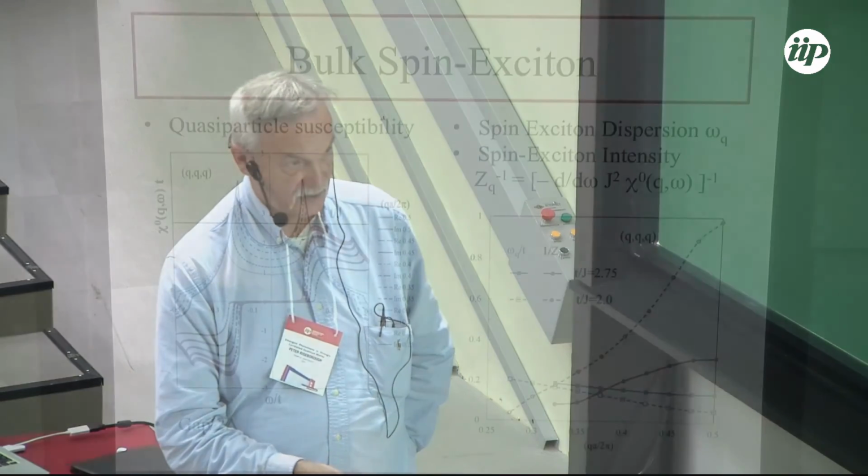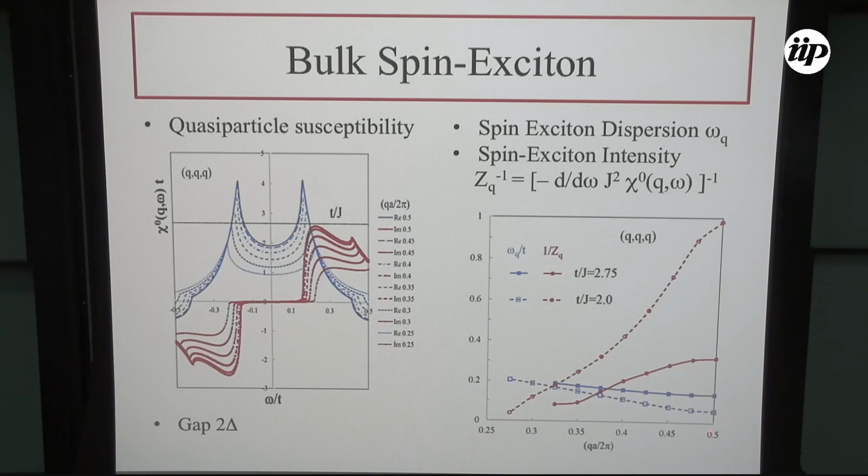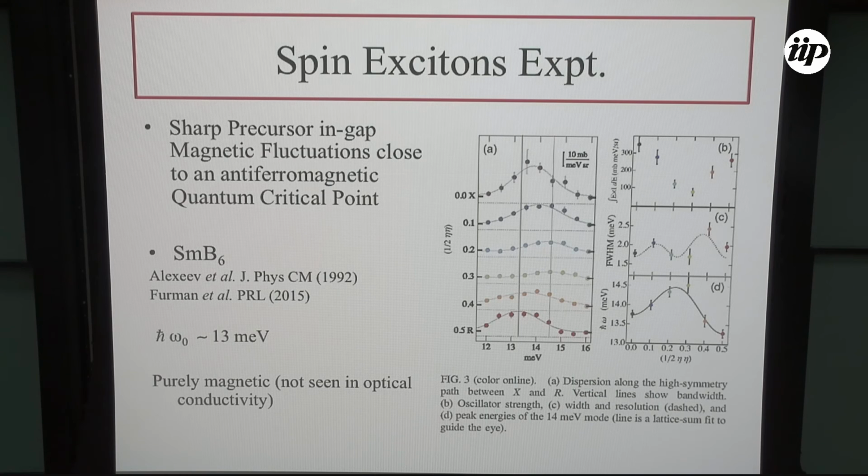The amplitude is strong at low frequencies, where you find a large amplitude. If you're further away from the quantum critical point, the spin-exciton has a larger energy, and the amplitude is less Q-dependent. So that's what a spin-exciton is.